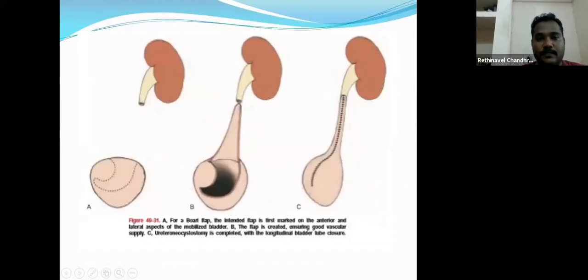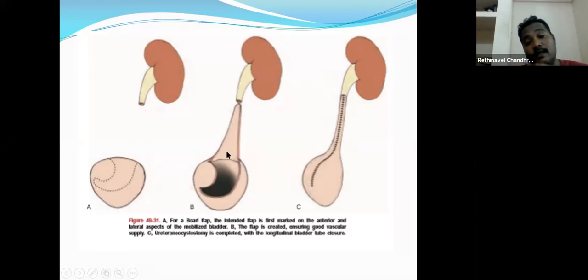So the Boari flap is where they will take a bladder flap from the dome and the superior surface of the bladder, take the flap cranially, tubularize it, and anastomose it to the ureter. This is called the Boari flap. Again, the important question point: the Boari flap is done for a defect of 12 to 15 centimeter, but the psoas hitch is done for a defect of 6 to 10 centimeter.